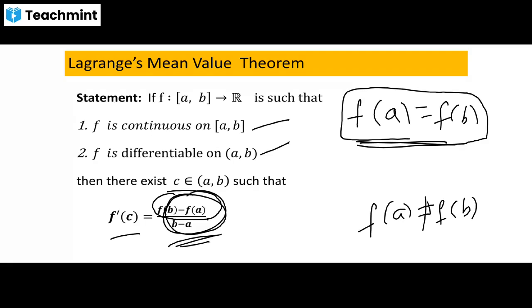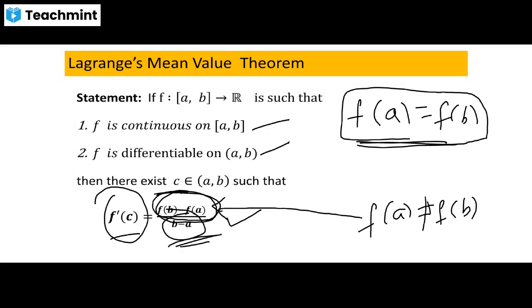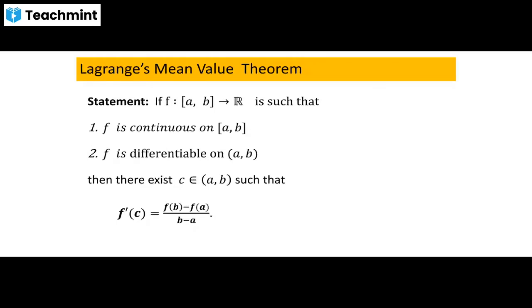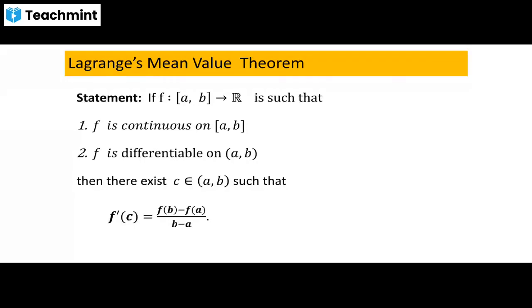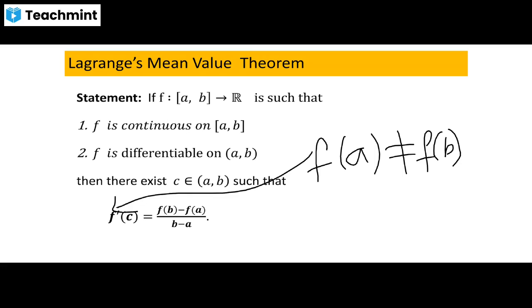There is no problem. But f of a is not equal to f of b. See here, f of a is not equal to f of b. Then what happens? It will be some number in the numerator, not equal to 0. And the denominator, whatever it may be, after dividing, some fraction will come. That will be the value of f dash of c. So this is more powerful than Rolle's theorem, because it is able to tell some value for f dash of c, isn't it? So that is why we call this theorem the first mean value theorem of differential calculus.